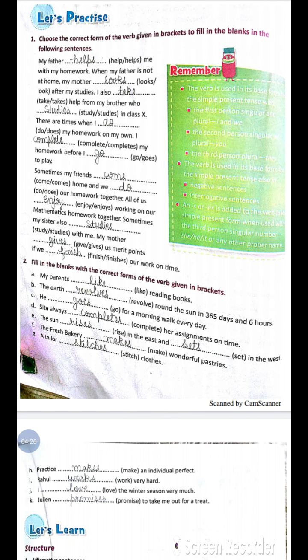Fill in the blanks with the correct forms of verbs given in brackets. My parents like reading books. Okay, the earth revolves around the sun in 365 days and 6 hours. He goes for a morning walk every day. In these sentences, we are taking the simple present tense. Okay, the sun rises in the east and sets in the west. The fresh bakery makes wonderful pastries. A tailor stitches clothes. Practice makes a man perfect.